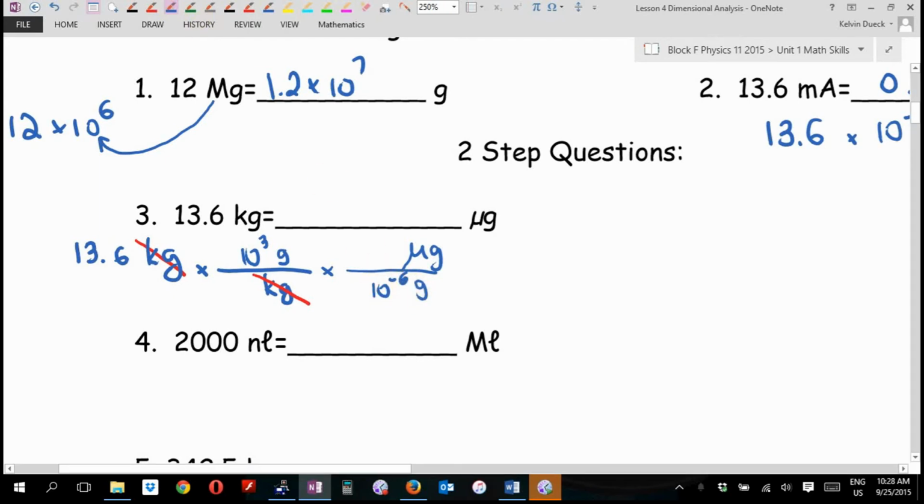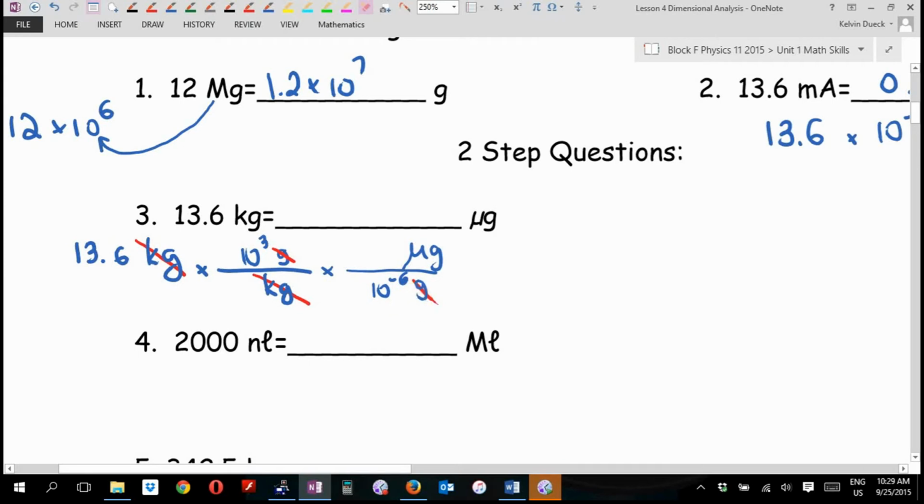Okay? And now what will happen? Grams will cancel. Look at the only units that are left behind. Micrograms. That must mean this is going to give me an answer, Alex, in micrograms. How? I'm going to go 13.6 times 10 to the third divided by, because this is on the bottom of a fraction, 10 to the negative 6. Now pause for a second.